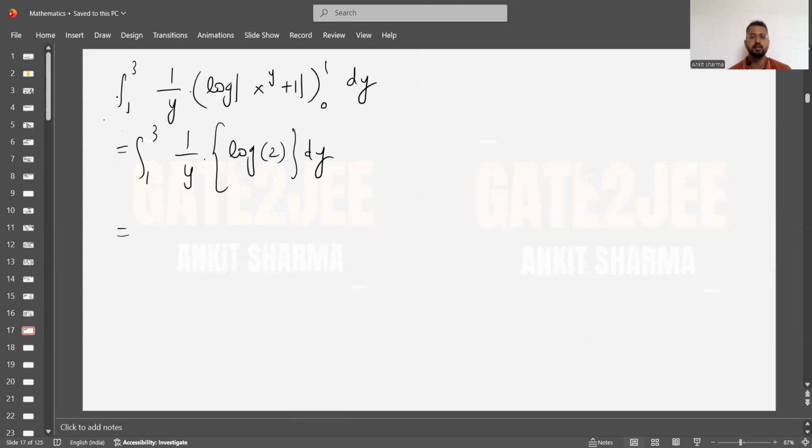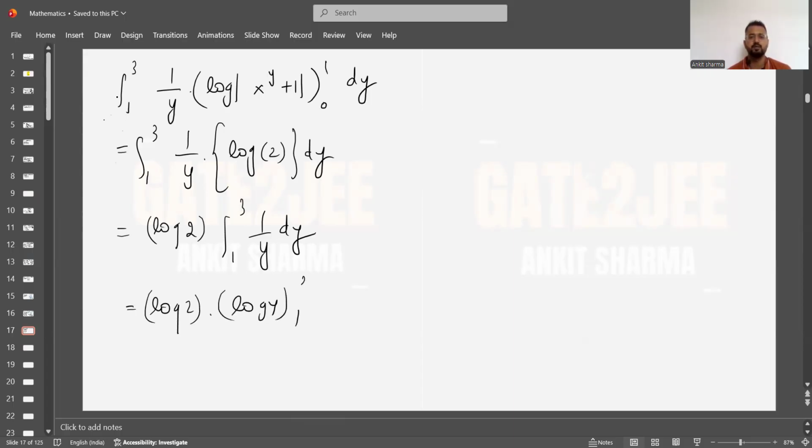Then log 2 will be common, and then the integration of 1 to 3, 1 over y dy, everyone knows. So this will become log 2, and then log y, limit goes from 1 to 3. So this will be log 2 into the upper limit log 3 minus the lower limit log 1, which is 0. I hope this makes sense.